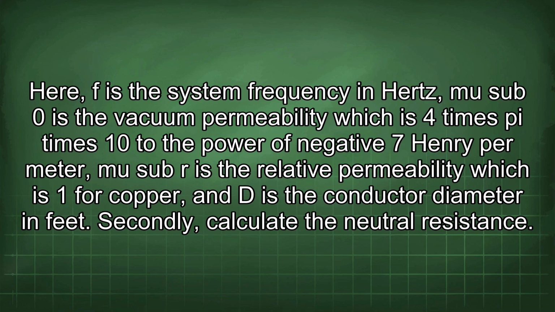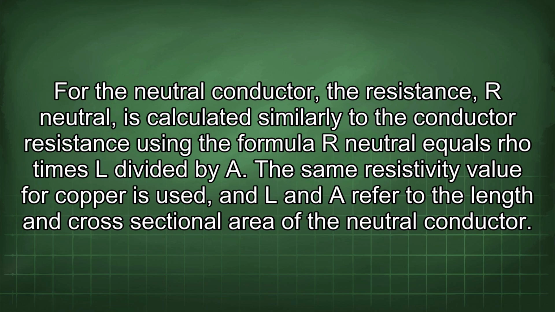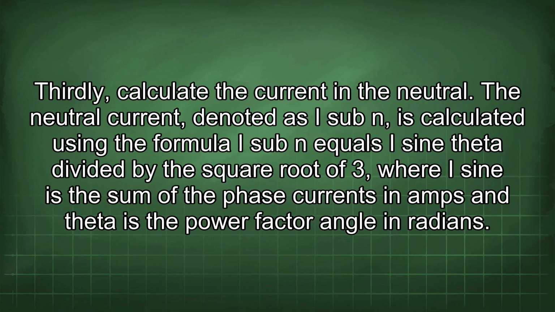Secondly, calculate the neutral resistance. For the neutral conductor, the resistance, R neutral, is calculated similarly to the conductor resistance using the formula R neutral equals ρ times L divided by A. The same resistivity value for copper is used, and L and A refer to the length and cross-sectional area of the neutral conductor.